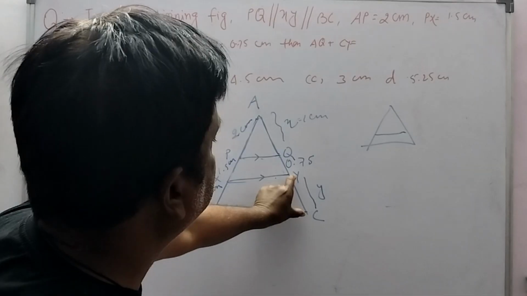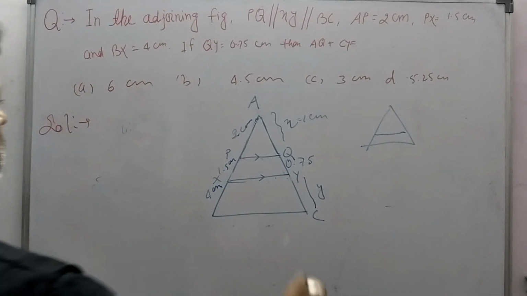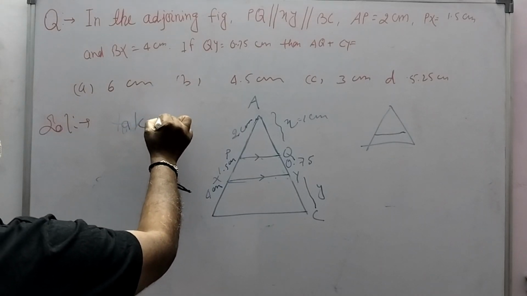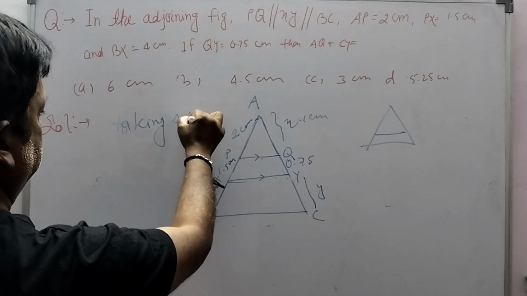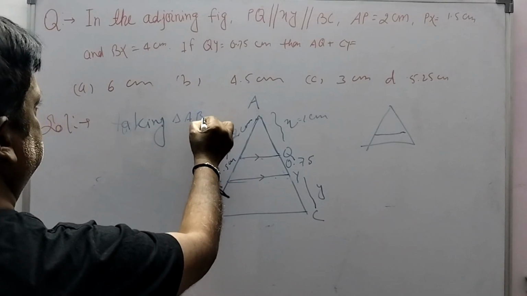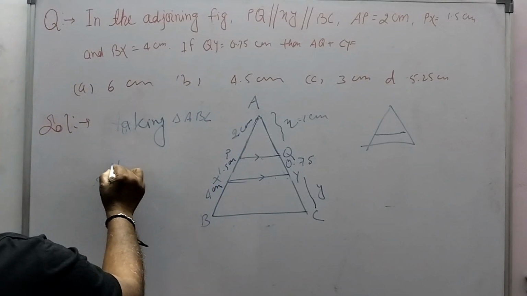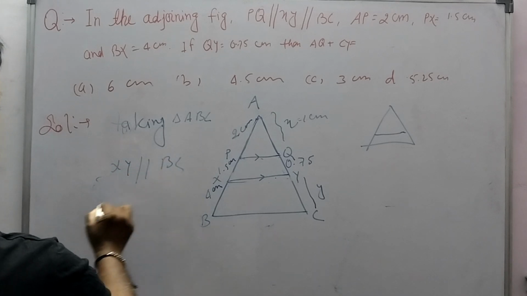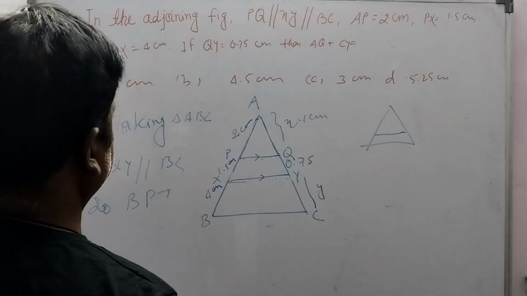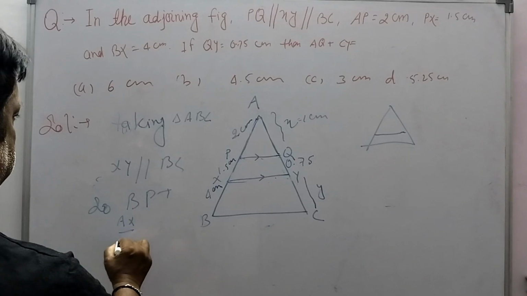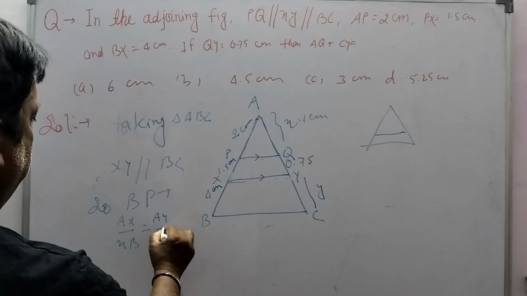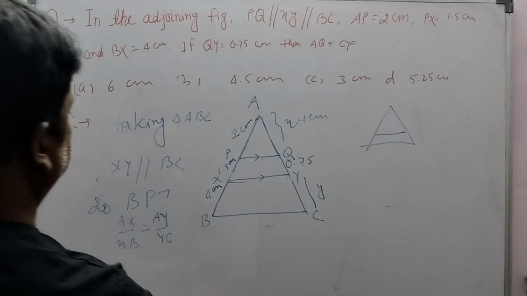Now we have to find Y and YC parts. How can we find? Taking triangle ABC, XY is parallel to BC. So using BPT, AX by XB equal to AY by YC.